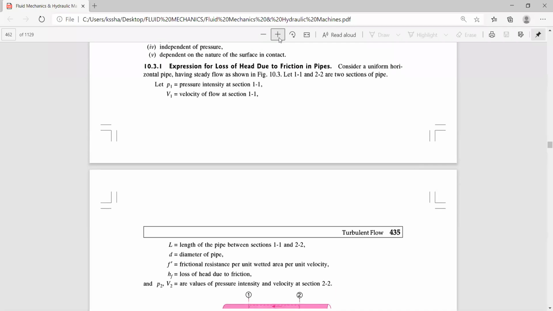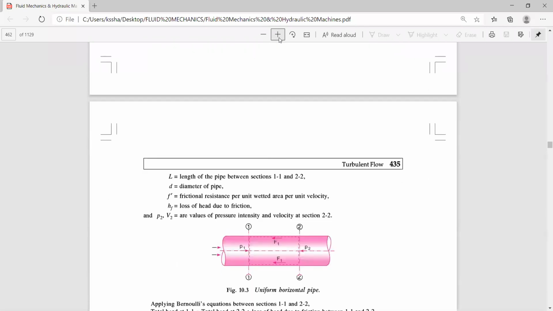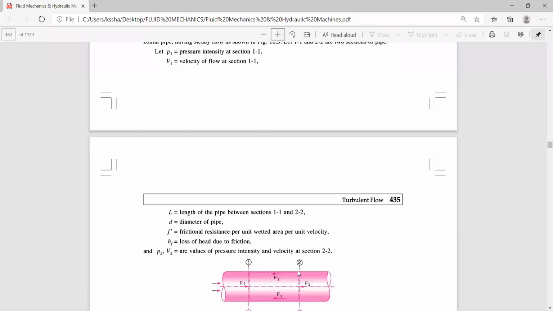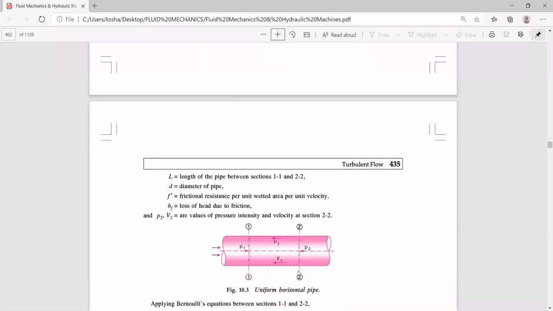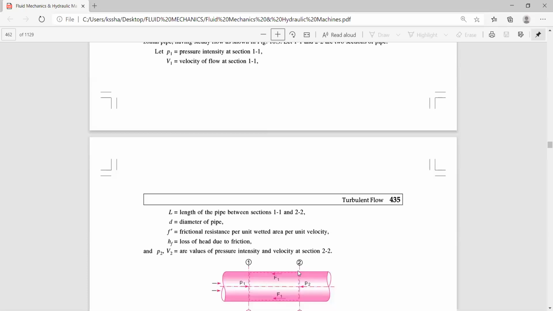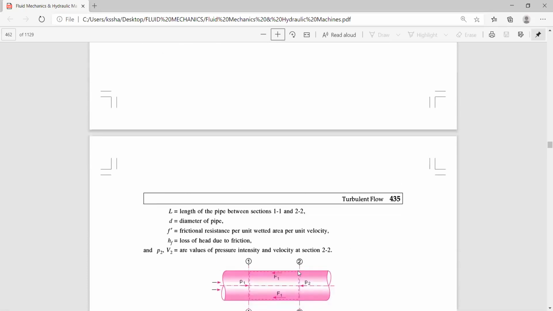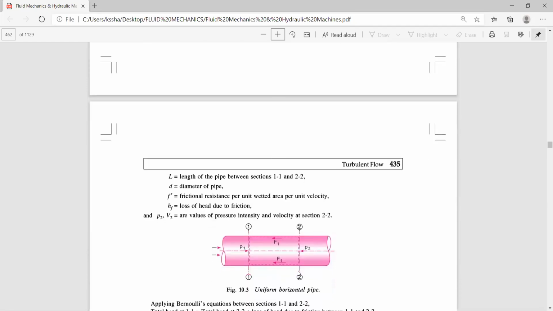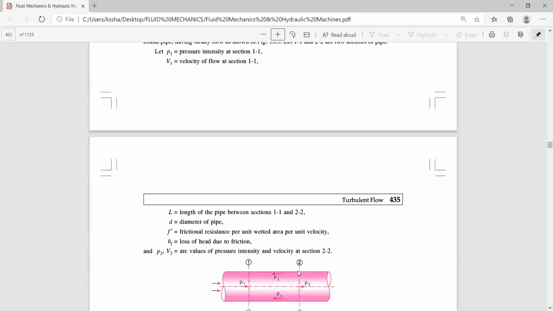After that, let 1-1 and 2-2 be two sections of the pipe. Let P1 be the pressure intensity at section 1-1. V1 is the velocity of flow at section 1-1. Next, capital L is the length of pipe between section 1-1 and 2-2.